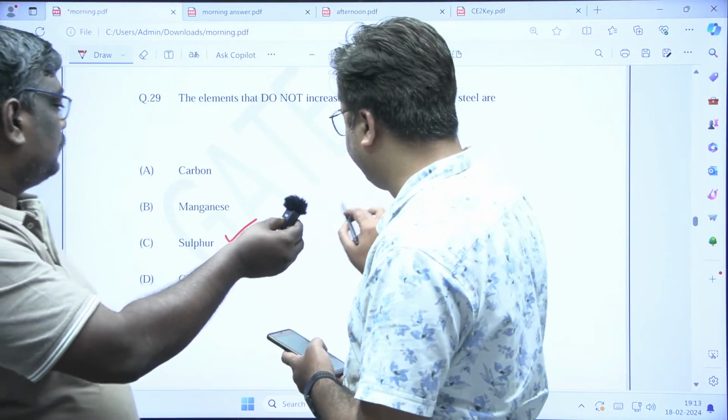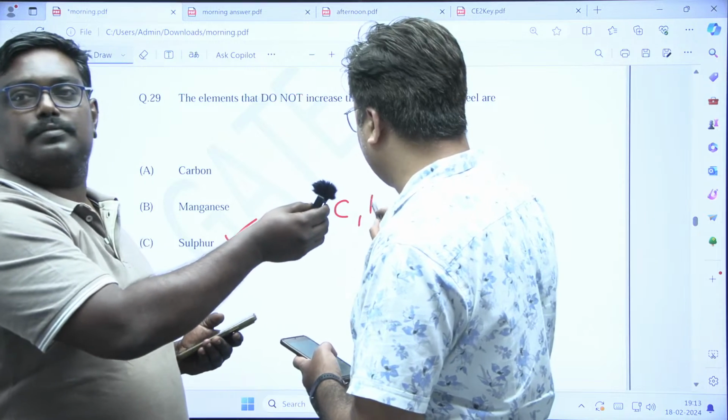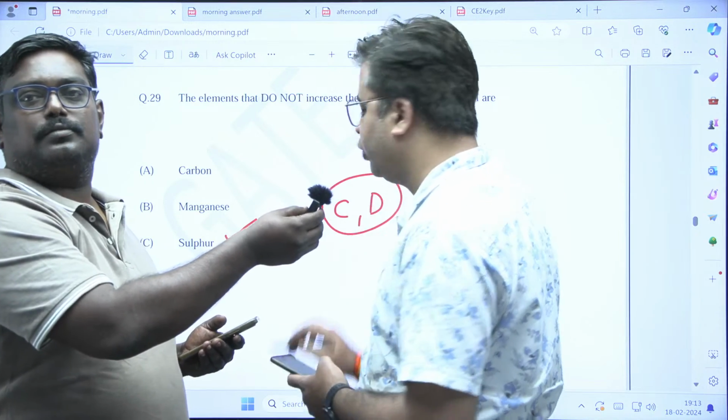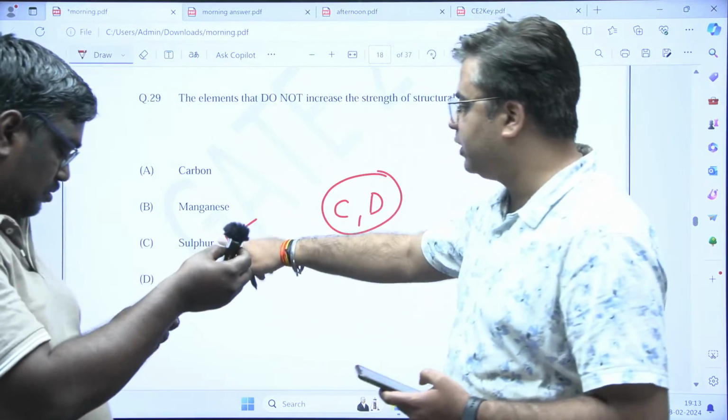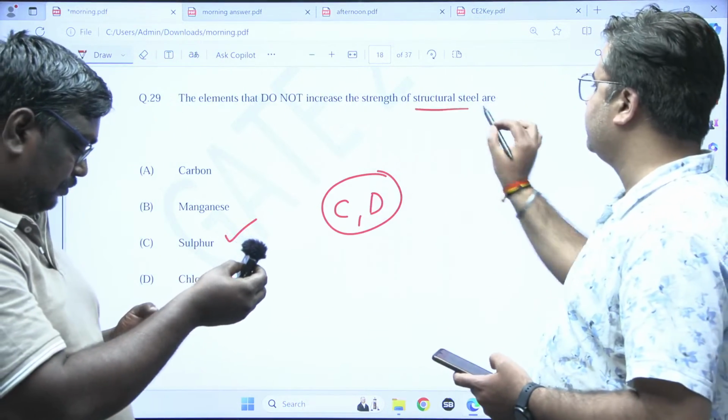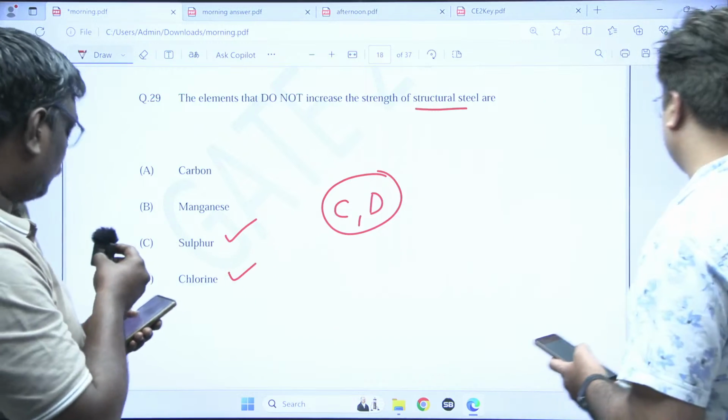Yesterday only I told you that sulfur and chlorine act as impurities and reduce the strength of steel, right? So sulfur and chlorine reduce the strength of structural steel. So C and D are the correct options.